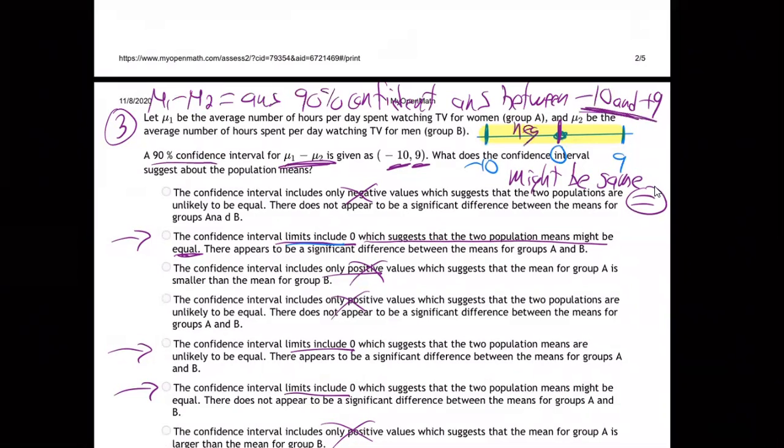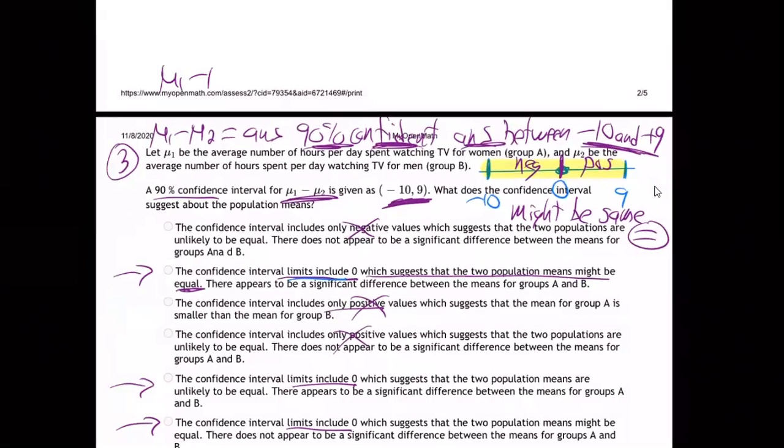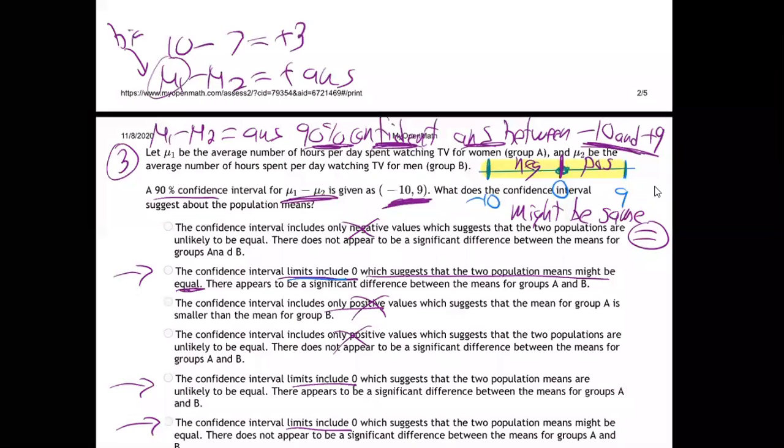So it could be in negative territory. It could be in positive territory. We're saying we're 90%. That's what a confidence interval means. We're 90% confident that the answer is between negative 10 and positive 9. So it could be negative or it could be positive, which means the first number could be bigger or the first number could be smaller, right? You know when you subtract 2 things and you get a positive answer, that means the first number is bigger. Like 10 minus 7 is positive 3, right? The first number's got to be bigger.